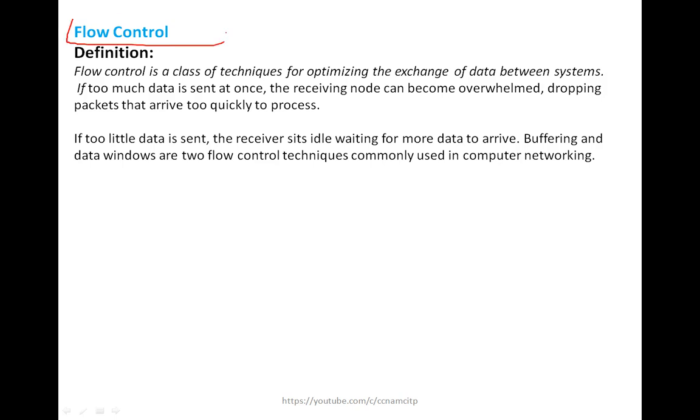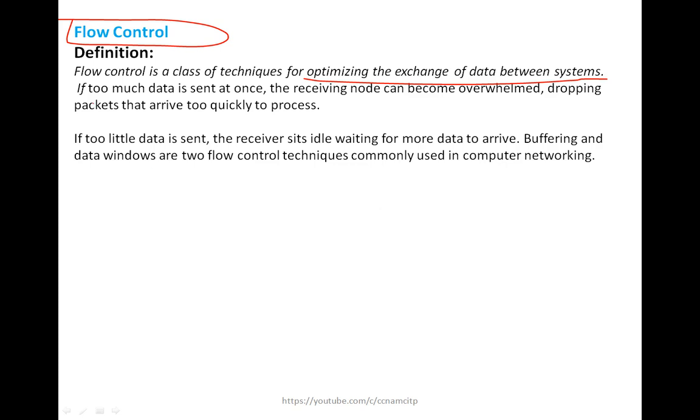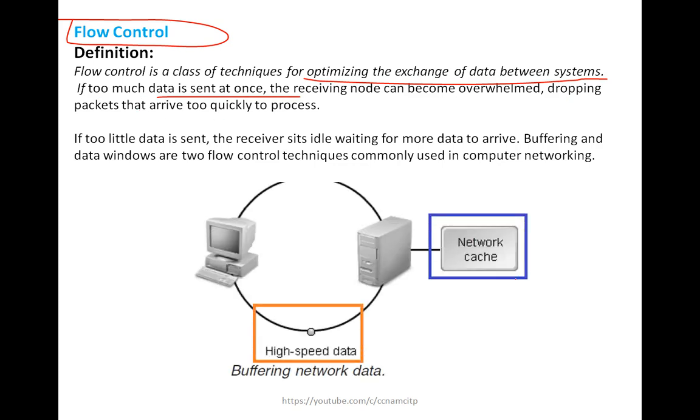Now, one more important thing: flow control. Flow control is a class of techniques for optimizing the exchange of data between systems. Again, optimizing the data exchange between two systems. How is it useful? If too much data is sent at once, the receiving node can become overwhelmed, dropping packets that arrive too quickly to process. For example, this is your sending device and this is your receiving device, and certain data sent from here went very quickly to the receiving device, which is not capable of handling that traffic. In that condition, flow control manages the communication or transmission of data.